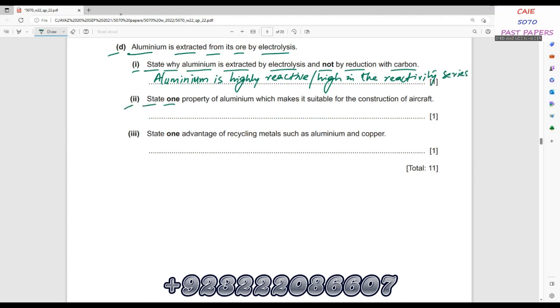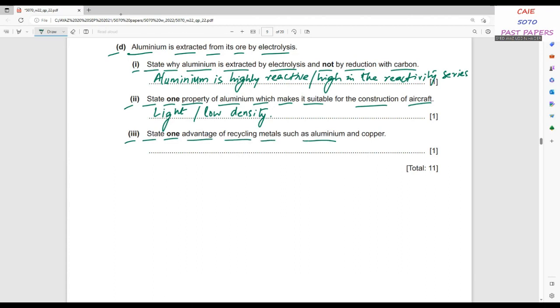Number two, state one property of aluminium which makes it suitable for the construction of aircraft. It's light, or low density. Number three, state one advantage of recycling metals such as aluminum and copper. We conserve these ores. Conserve or save ores.